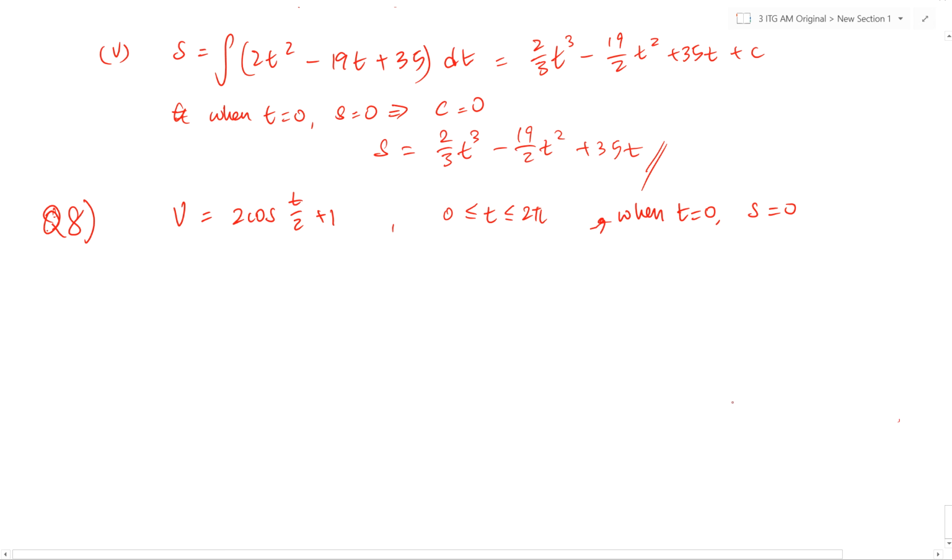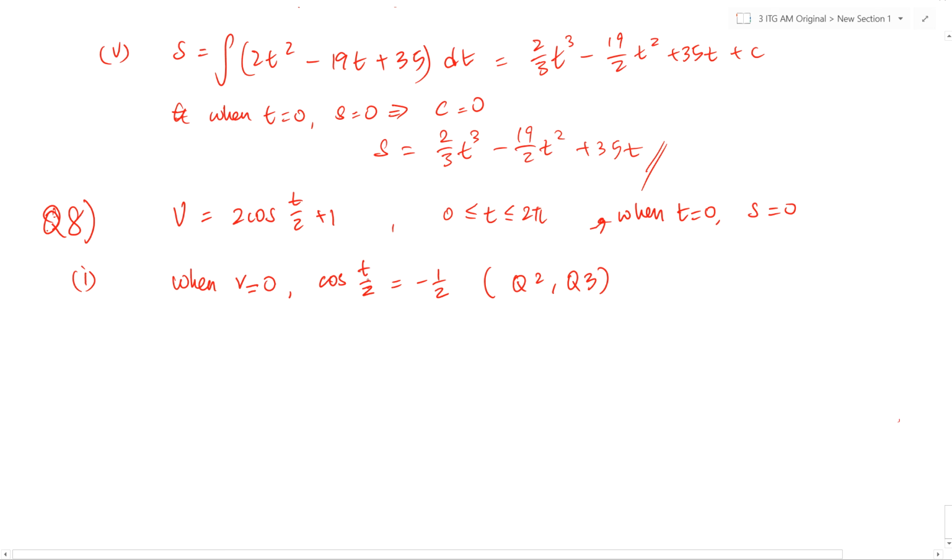Find the value when it first comes to instantaneous rest. So why do you need help for this? Velocity equals to 0. Then this is a trigo equation that you have to solve. Cosine something is negative. Which quadrant? Quadrant 2, quadrant 3. Okay, we also know that the range for t is from 0 to 2 pi.